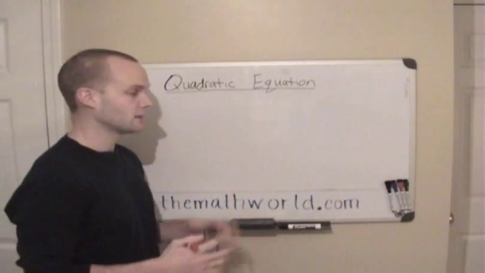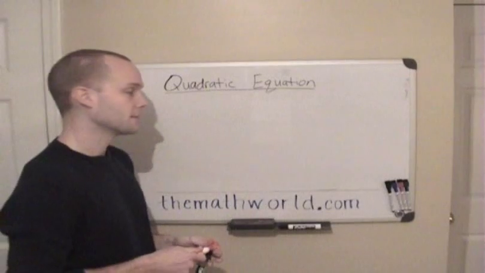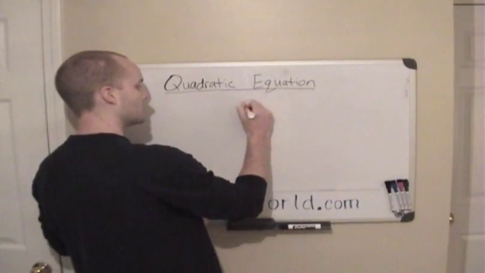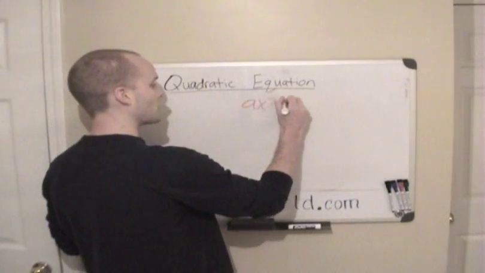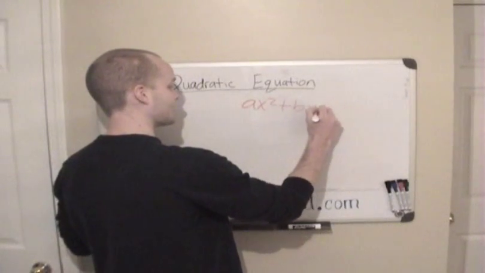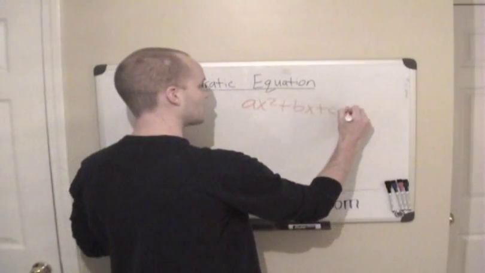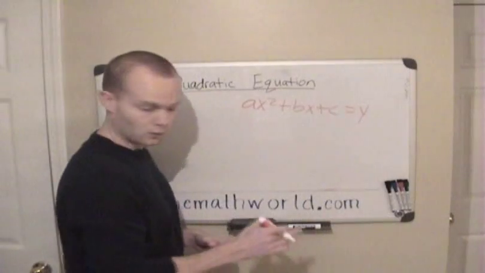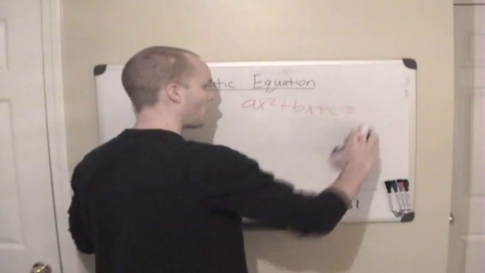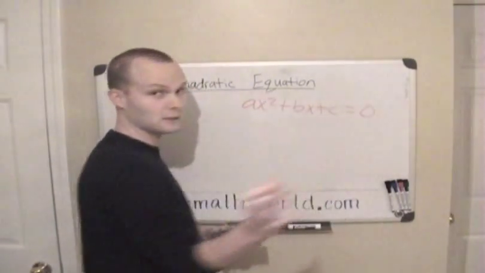Today we're going to be looking at the quadratic equation and what it is, how to use it, and what exactly it's looking for. Now the quadratic equation looks like this: ax squared plus bx plus c equals y. Or more specifically, when y equals 0. And we'll take a look at that.